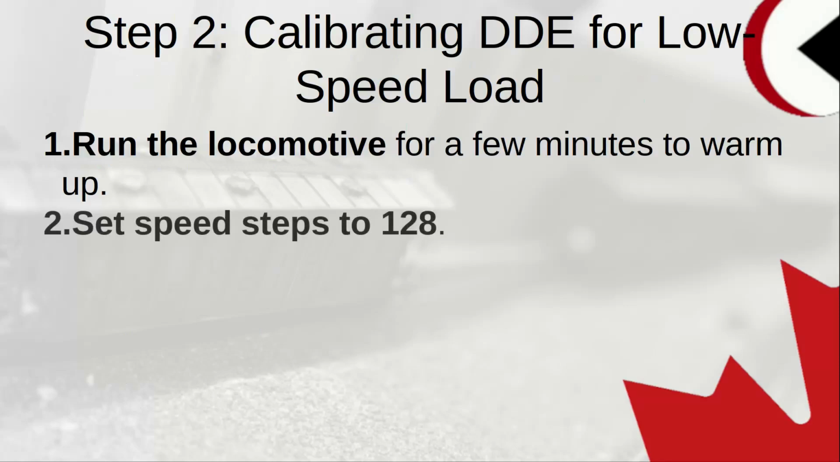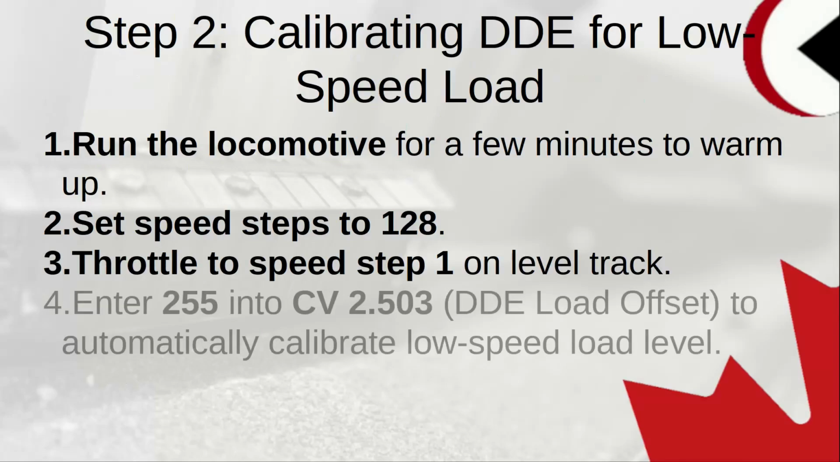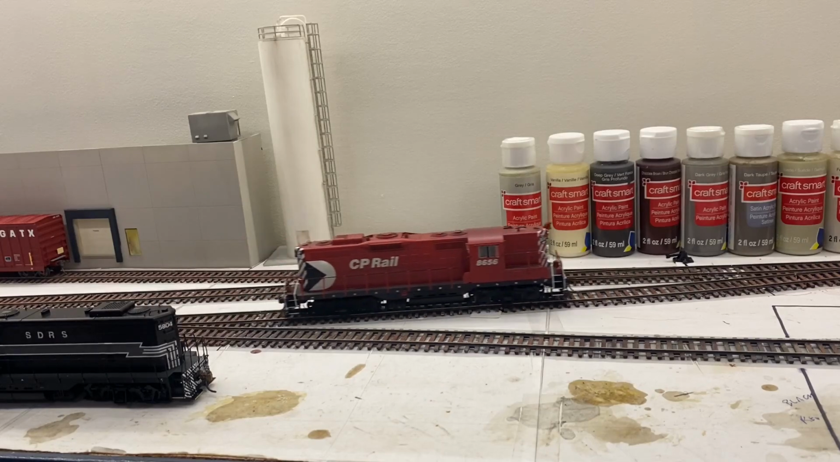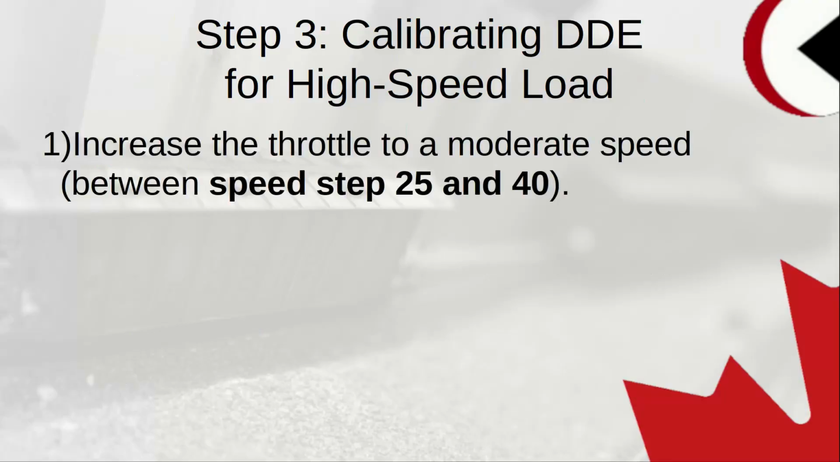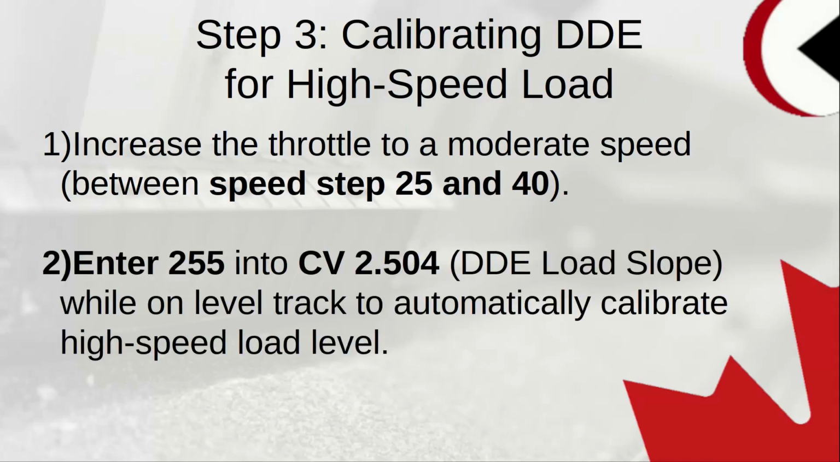Set your speed to 128 steps, set the throttle to speed step 1, and when your locomotive is on level track, enter a value of 255 into CV503 for the load offset to automatically calibrate the nominal low speed load level. Increase the throttle to an appropriate moderate speed for your layout, generally between speed step 25 and speed step 40. And when your locomotive is on level track, enter a value of 255 into CV504 for the load slope to automatically calibrate the nominal high speed load level.